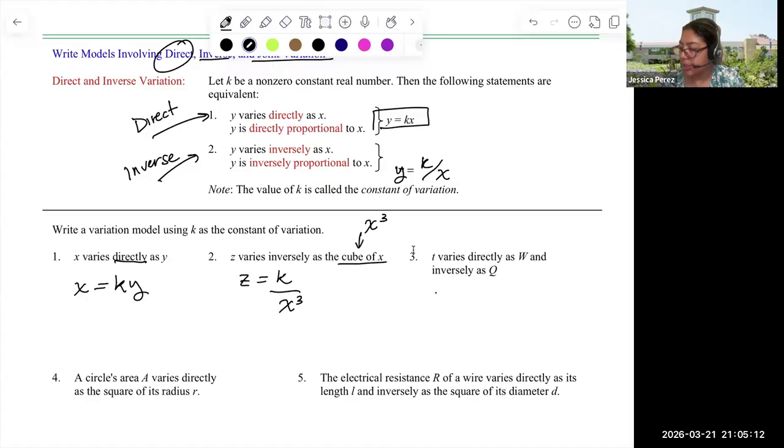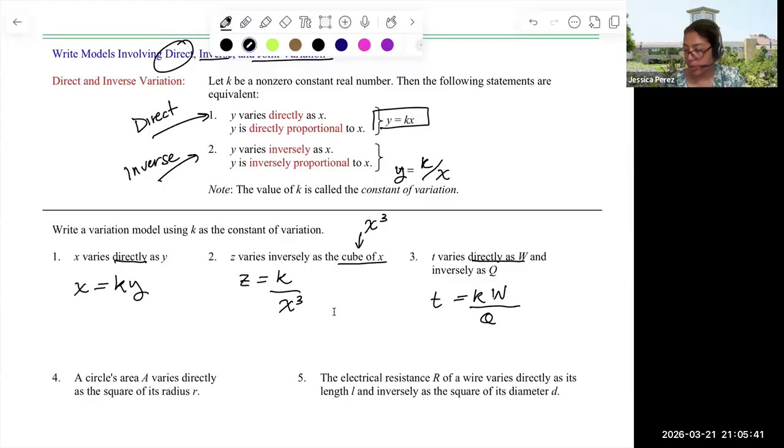Now the next question is t varies directly as w, so k times w, and inversely as q, so divided by q. First you multiply your constant of variation times the w because it varies directly. So directly as w, so it's k times w, and inversely as q, so then divided by q.